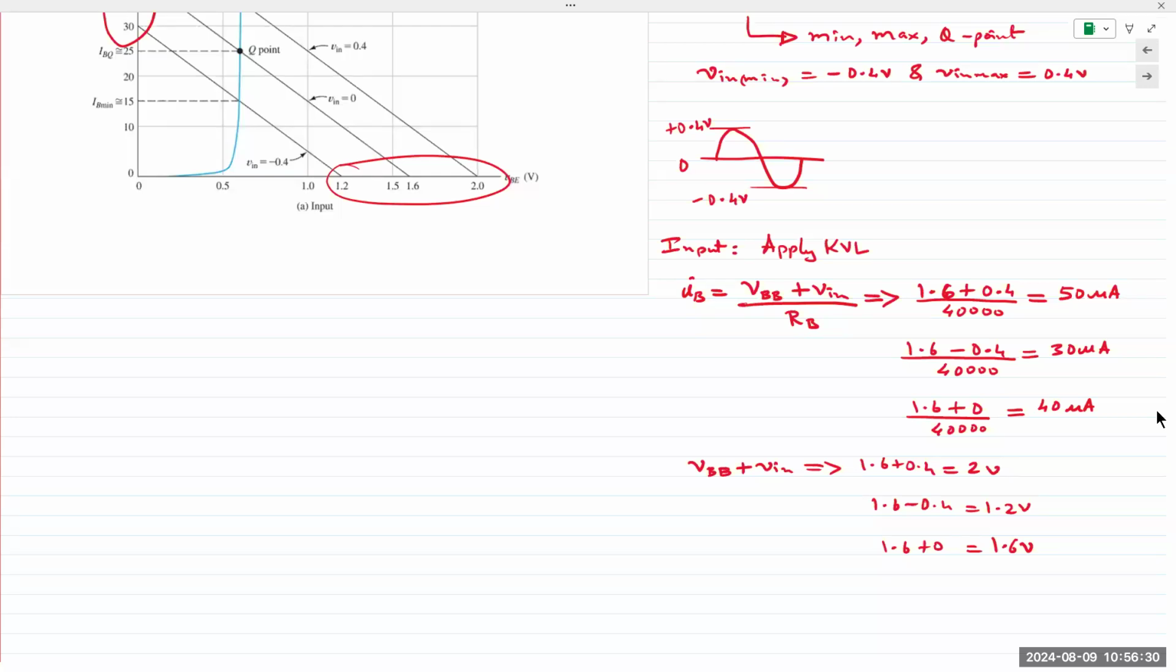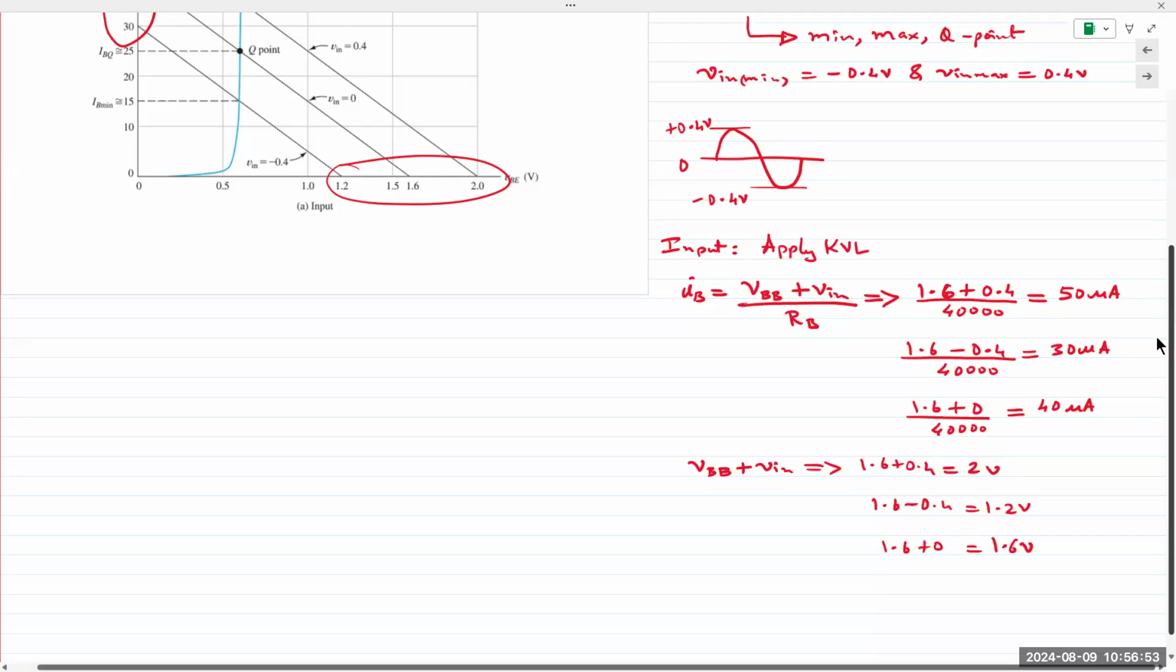Make sense, right? You got three values. You're simply taking the equations we derived from the previous slide, simply adding the values for V in over there. We take the three values: 0, minimum, and maximum. 0 is basically when the signal crosses the x-axis. V in goes to 0, means Q point is right in the middle. And so you have three lines right there.